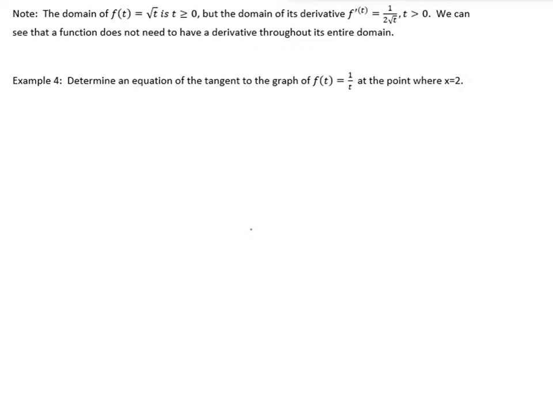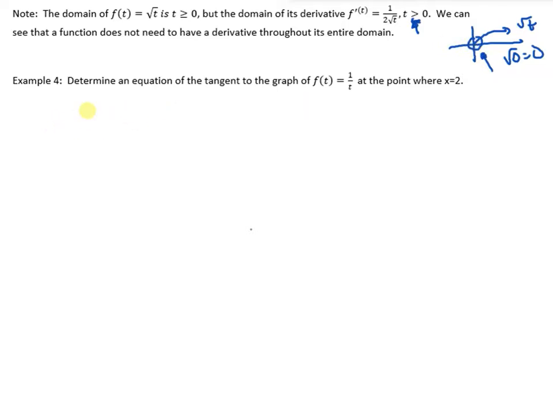Just as a note, the domain of f(t) = root t is t greater than or equal to 0. We know that because root t looks like this, and root 0 just equals 0. But the domain of its derivative, 1 over 2 root t, doesn't have that bar here, so it's strictly greater than 0. So we can see that a function does not need to have a derivative through its entire domain. Because this is the start of the function, there's no derivative right at that end.